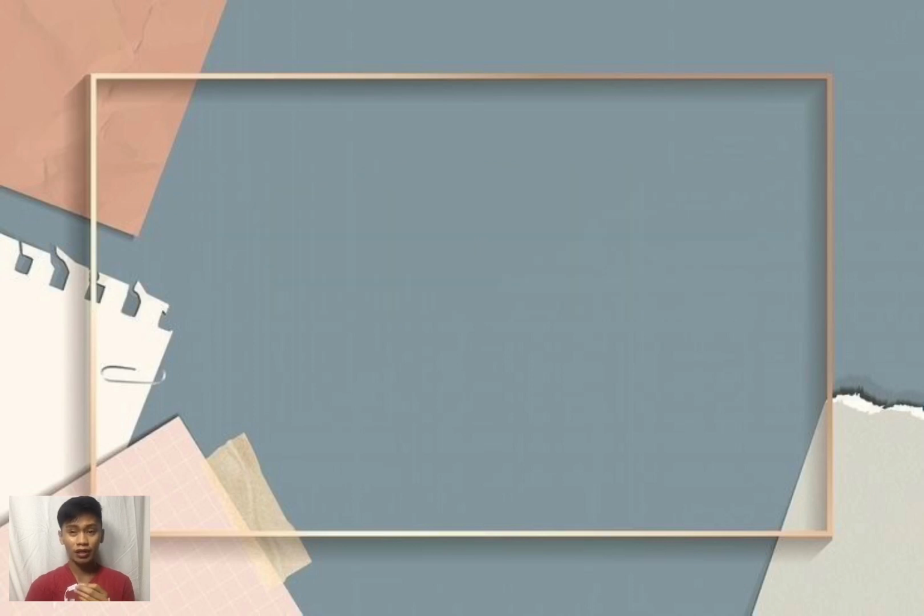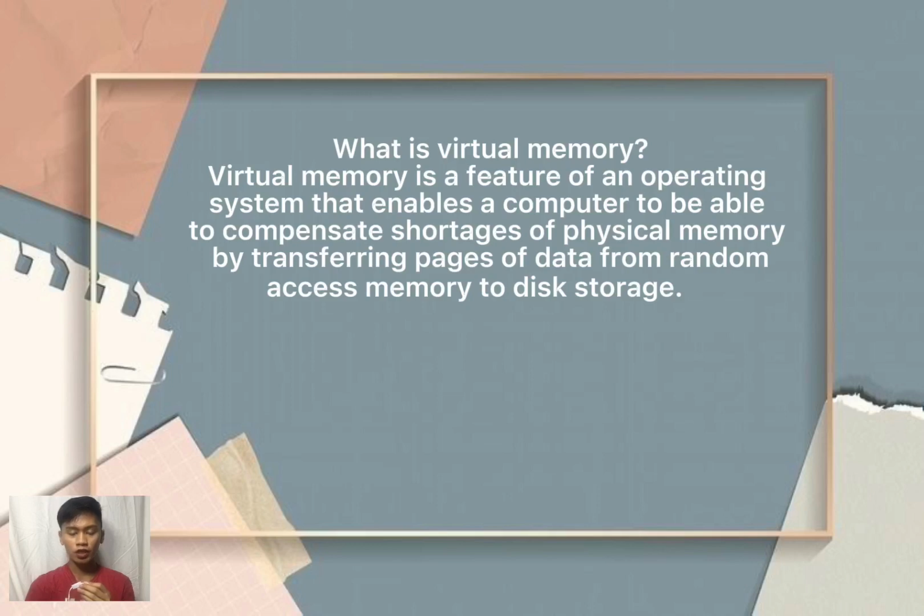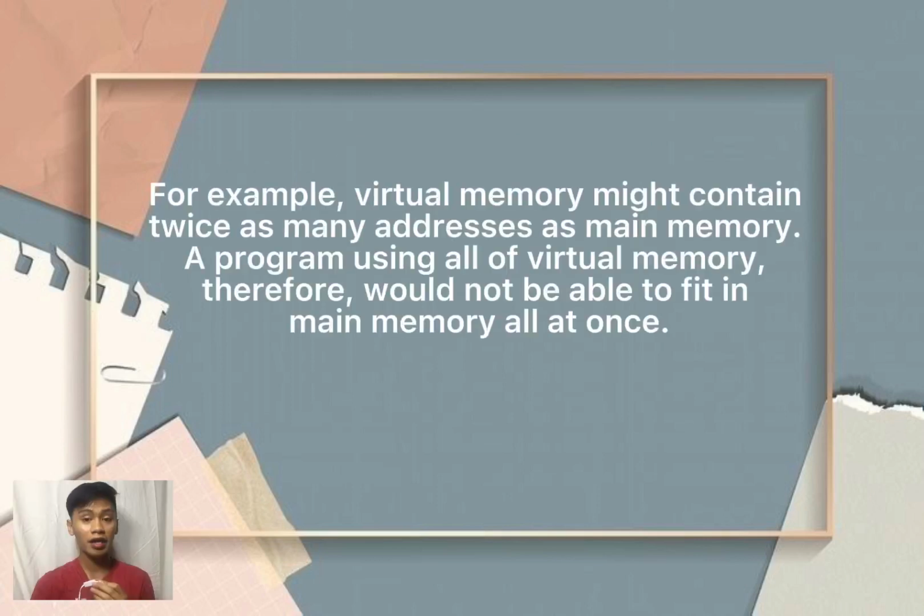The third one is what is virtual memory. Virtual memory is a feature of an operating system that enables a computer to compensate for shortages of physical memory by transferring pages of data from random access memory to disk storage. For example, virtual memory might contain twice as many addresses as main memory. A program using all of virtual memory therefore would not be able to fit in main memory all at once.